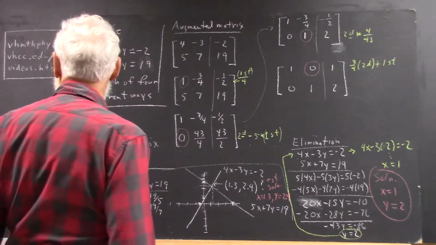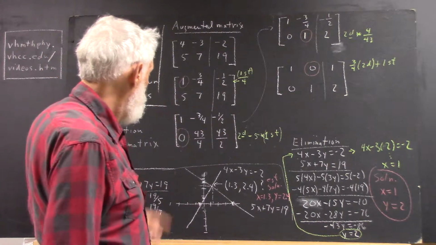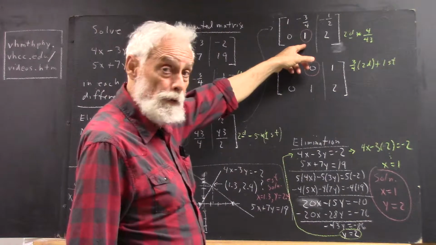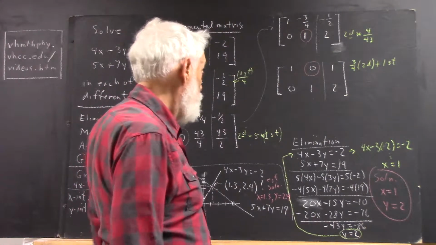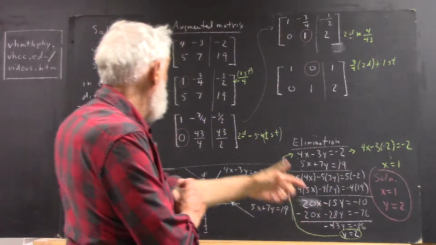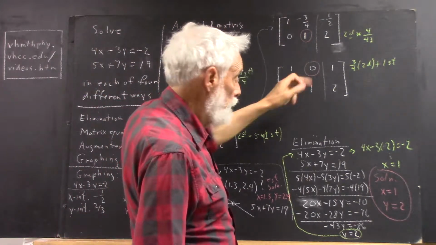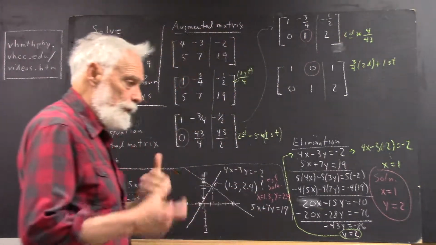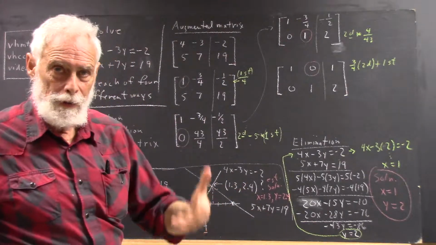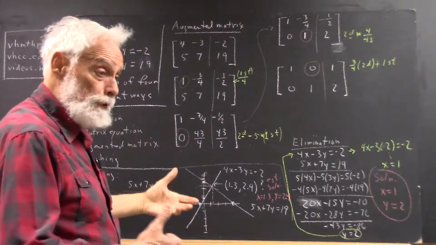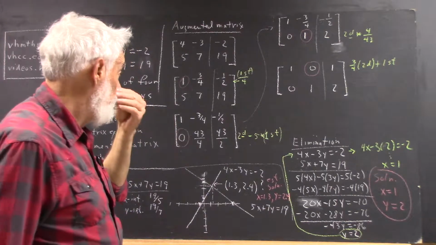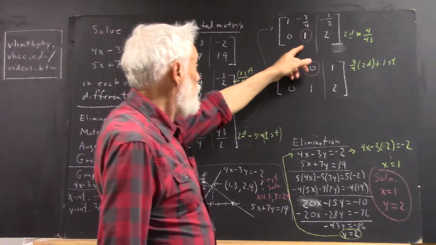And now in the next step, what are we after? We want a 1 here. Now you can think about why we want this sequence: 1 here, then 0 here, then 1 here, then 0 here. After you've worked a few, it becomes obvious that that is the way to do it for systems where it's possible to do that. Okay, so how am I going to get a 1 here?